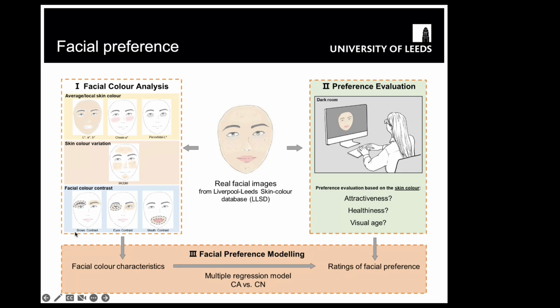And also we indicate the facial color contrast. What does that mean? That means your lip color with surrounding skin, your eye color with surrounding skin, your eyeball color with surrounding skin. All these kinds of things, what we call facial color characteristics. Okay, and for the same facial images, we do a psychophysical experiment. We try to assess their facial attractiveness, healthiness, and visual age.